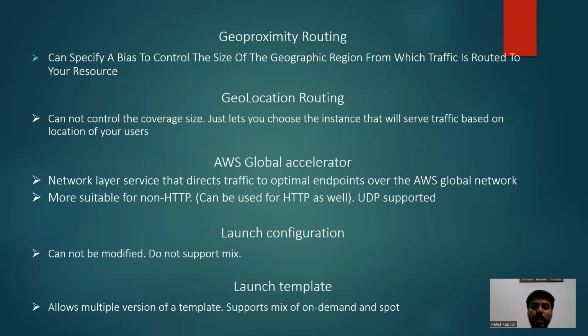But in geolocation you cannot control the coverage size. Okay, it just lets you choose the instance that will serve traffic based on the location of your user. तो जो पास में पड़ेगा user को they will use that routing, right?